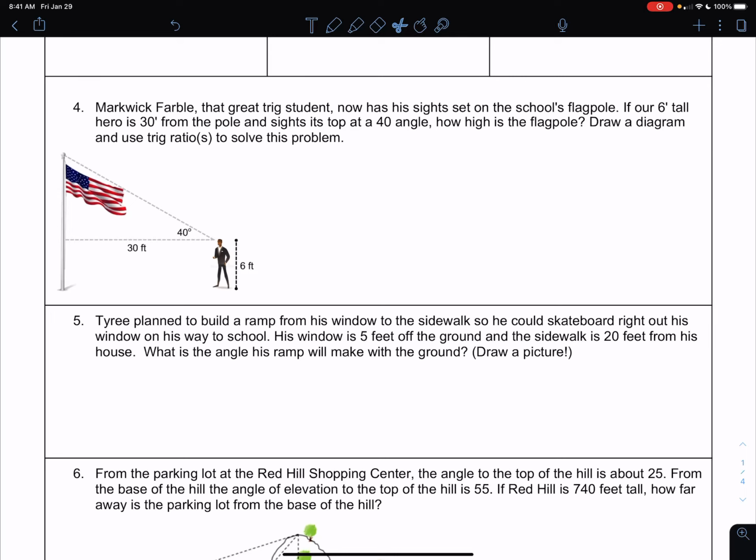Okay, this is a video just to kind of talk through setting up these word problems here on this test, and to explain what we are looking for and what we want to accomplish here.